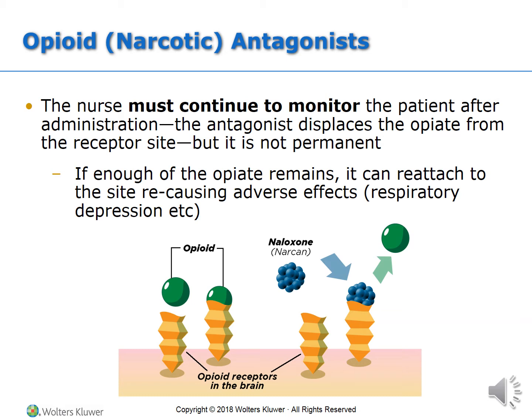So if the half-life of Narcan expires and it begins to wear off, the opioid can reattach to that receptor site, and you can have a return of all of those symptoms that you gave the antagonist to prevent in the first place. So it's very important that you continue to monitor the patient for the return of the symptoms that caused you to give the antagonist to begin with.